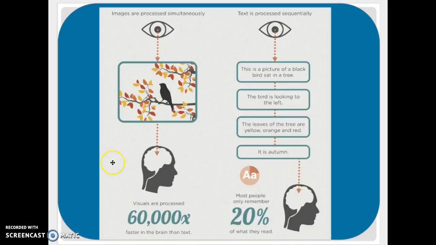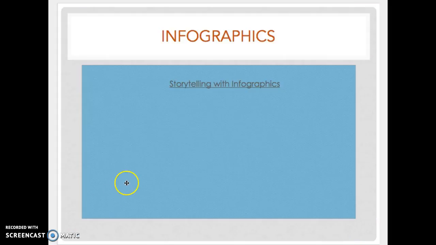Here's another part of the infographic. Images are processed simultaneously. So you can see the eye going into the image, which goes into the brain. And here again, it's showing the text is processed sequentially. So you can see the eye, picture of a black bird sitting in a tree. The bird is looking to the left. The leaves of the tree are yellow, orange, and red, and it's autumn. So you can see that this is representing what people remember versus what they've read. So let's take a look at what it means to storytell with infographics.